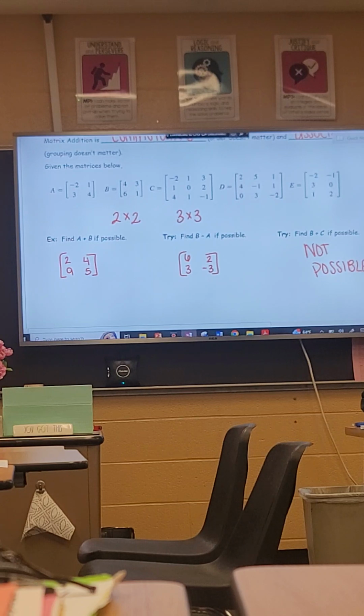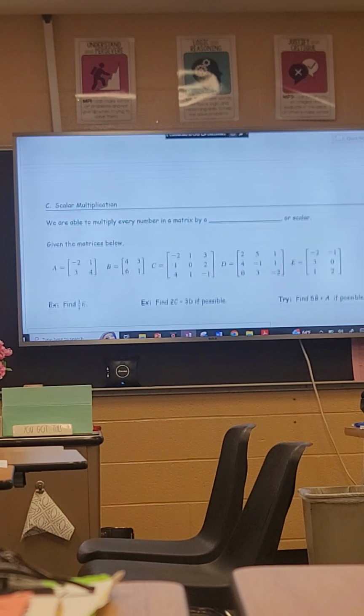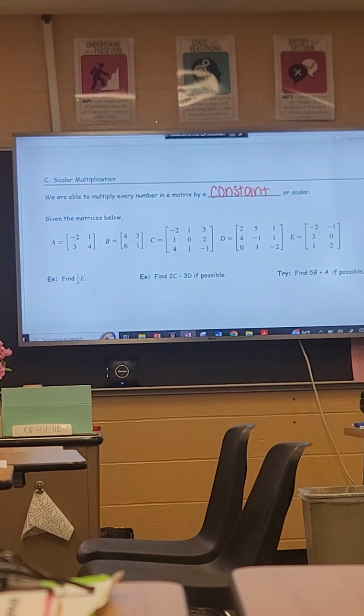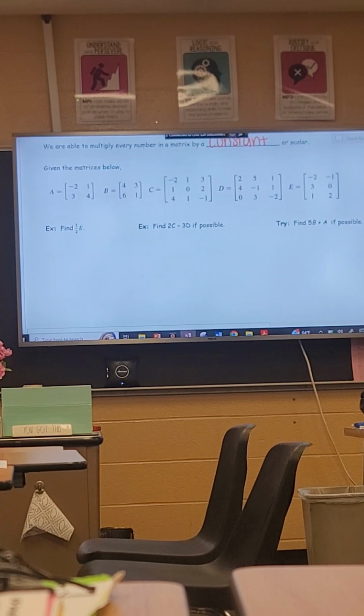Okay? Now, what you could also do is multiply by a scalar, which is just multiplying by a constant. We call it scalar multiplication. Essentially, all it is multiplying by a constant. So when it says 1/2 E, you're just going to take that matrix E and you're going to multiply by a half.